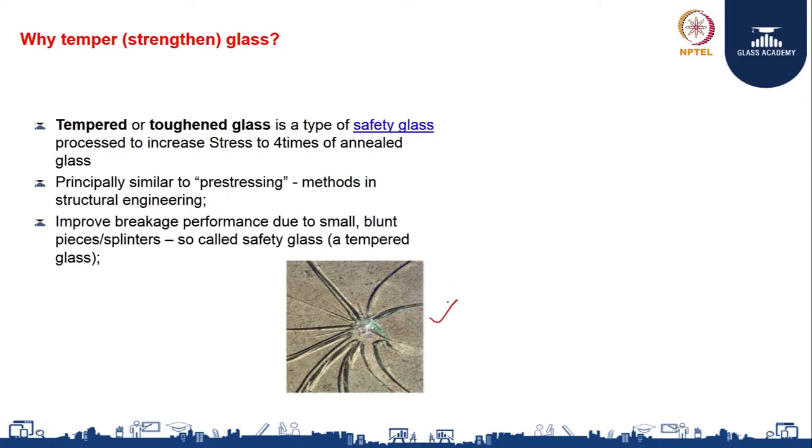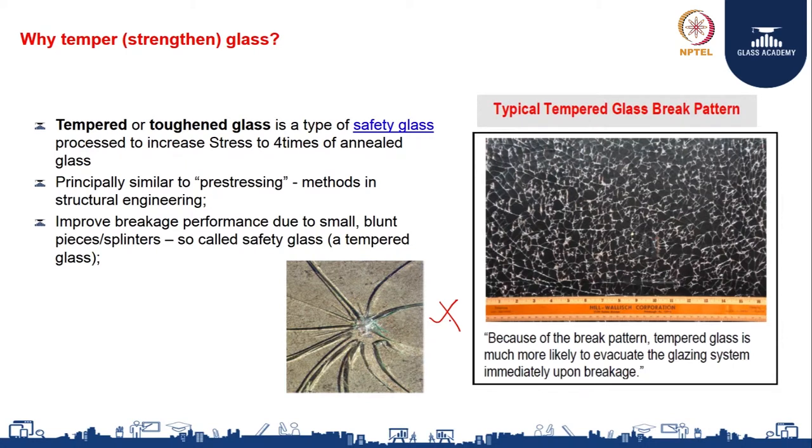In case of an annealed glass, you can see in the picture, the breakages will be sharper in nature, and it can cause injury to humans. So, it is not normally a safe glass. The tempered glass will have breakages which are very small in nature and very blunt.